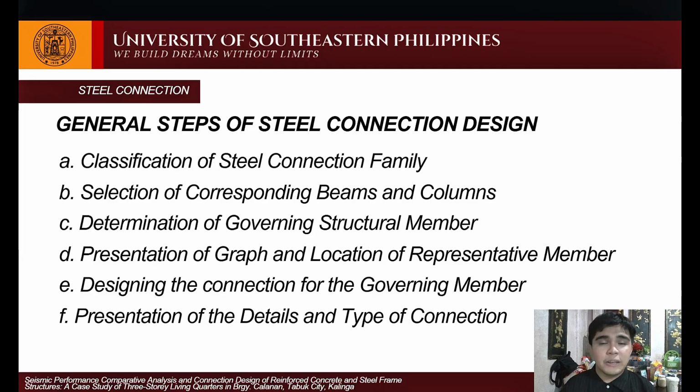Good day everyone, I am T. Bolo, and I will be presenting the general steps of the steel connection design. We have here the classification of the steel connection family, the selection of the corresponding beams and columns, the determination of the governing structural member, the presentation of the graphs and location of the representative member, the designing of the connection for the governing member, and the presentation of the details and types of the connection.